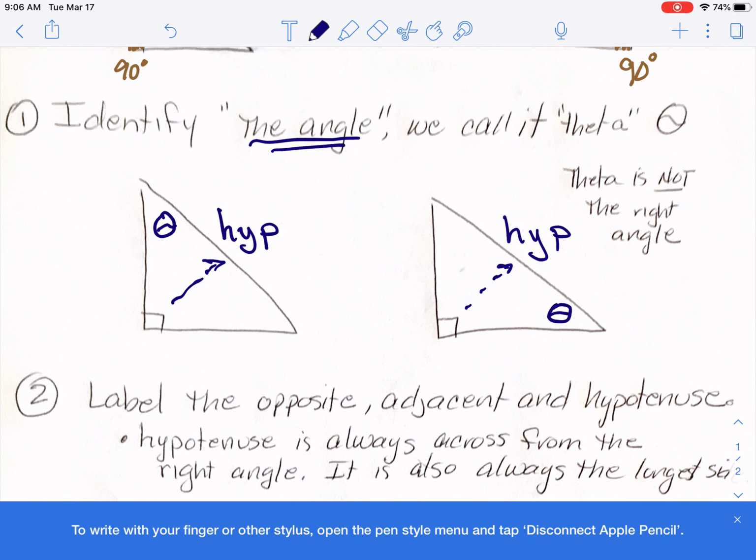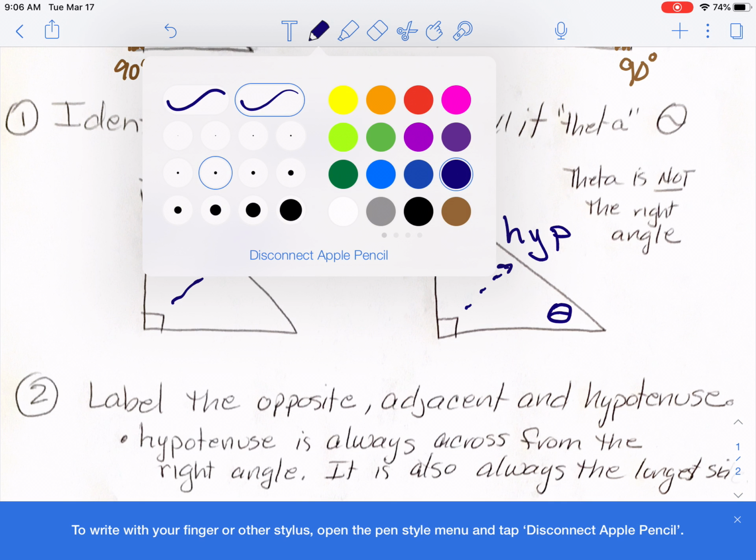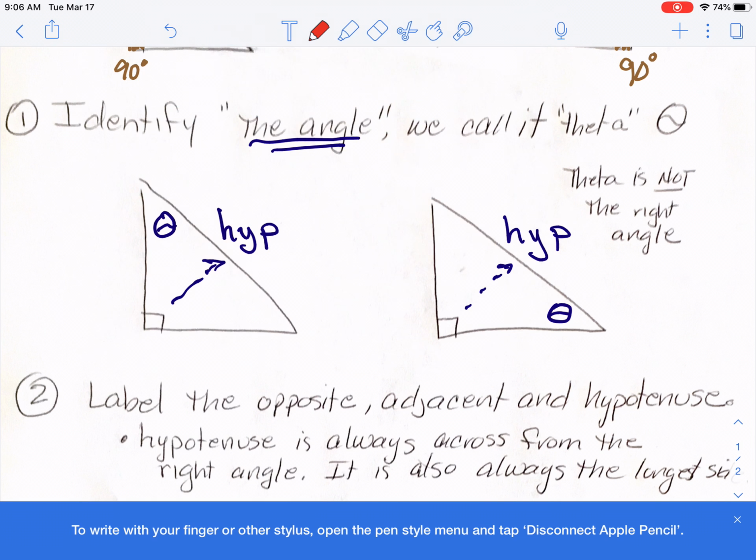Then I have to use the angle that I identified. The adjacent is going to be right next to that theta, because adjacent means next to. So we're going to abbreviate that ADJ. But notice on this other triangle, when theta was picked down here in the bottom, the adjacent side is now this horizontal one across the bottom of the picture. So you have to be really, really specific about looking for which angle is theta.